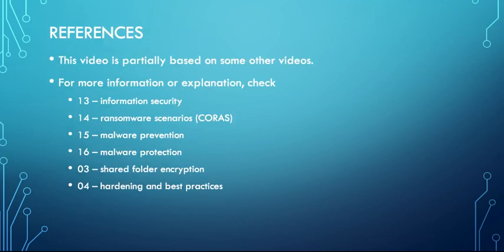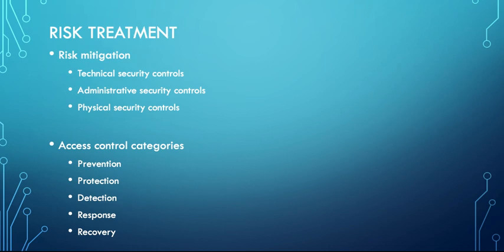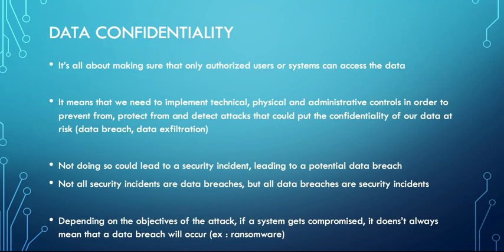So this video is partially based on some other videos I've already made. So you have the list down, and if you would like to have some more details, you can go and see them. So we're going to talk about risk mitigation with technical, administrative, and physical security controls. We're also going to talk about access control categories as usual. So it's going to be prevention, protection, detection, response, and recovery.